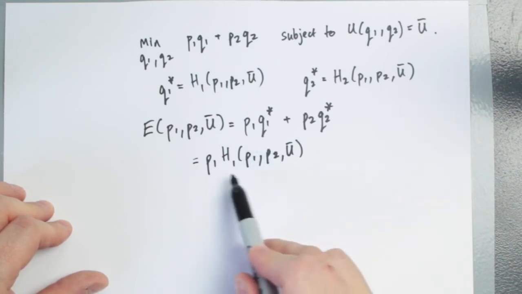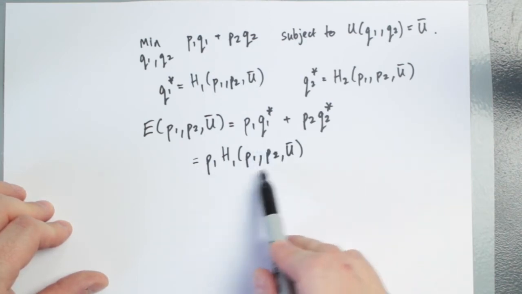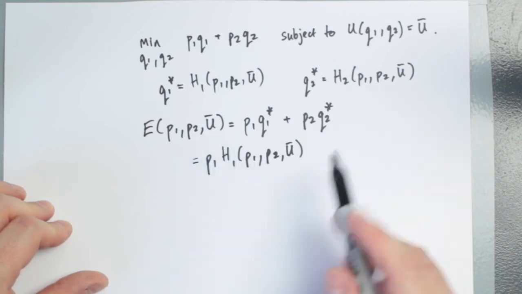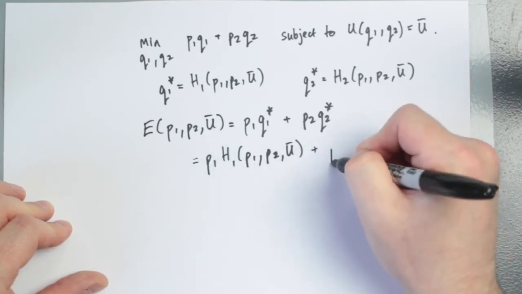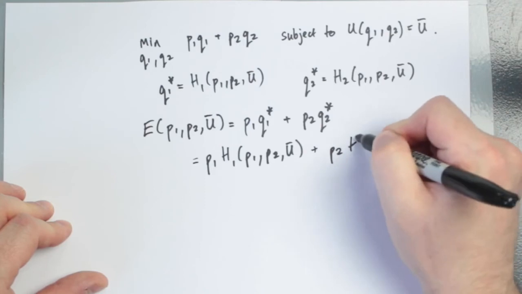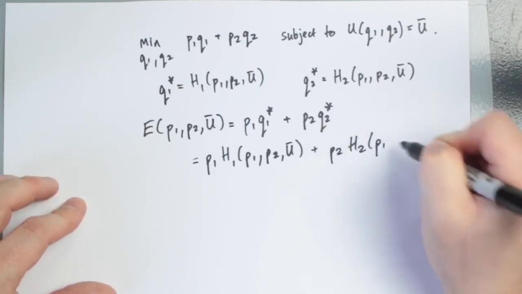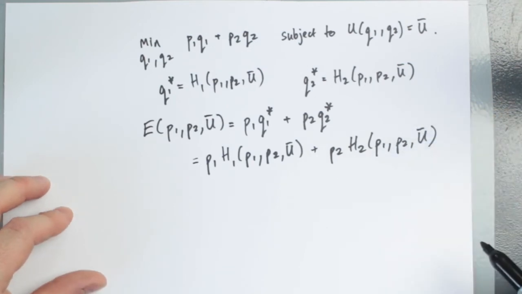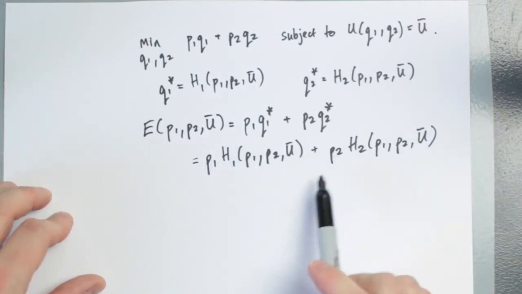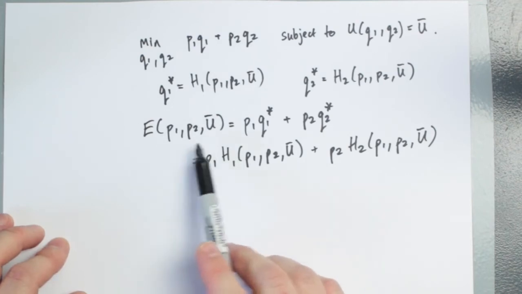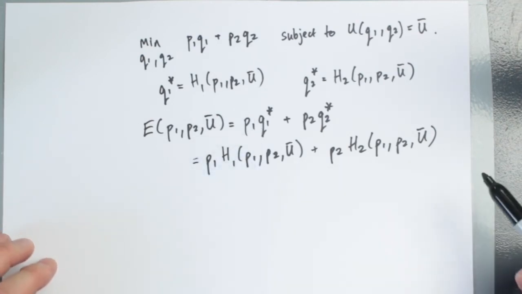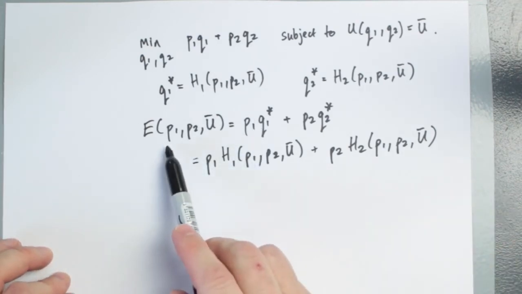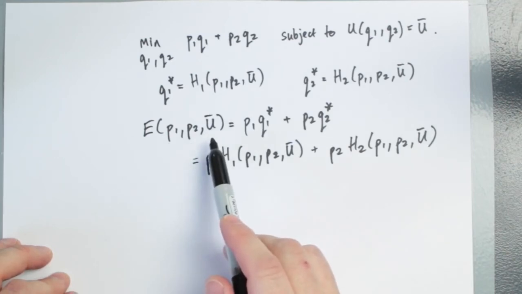Okay, so I've just replaced Q1 star with an expression that clearly depends on this target level of utility, plus P2 times H2 of P1, P2, and the target level of utility. So this is the expenditure function. We can see it depends on the ingredients of the expenditure minimization problem: the two prices, and the target level of utility.